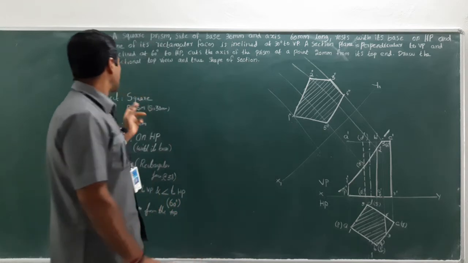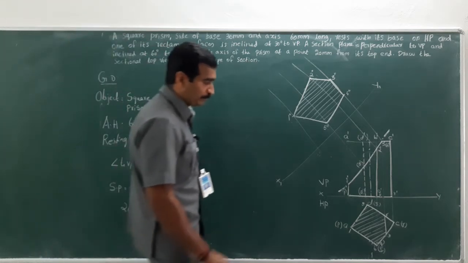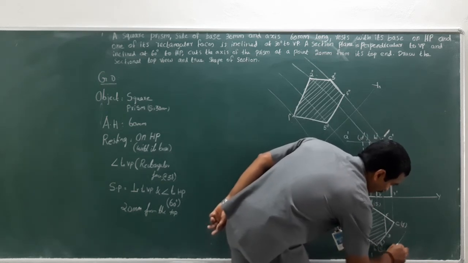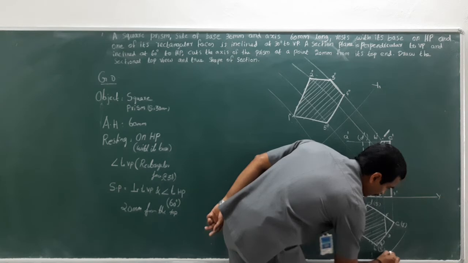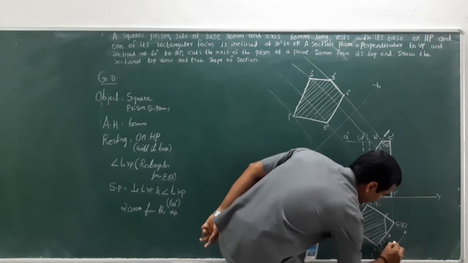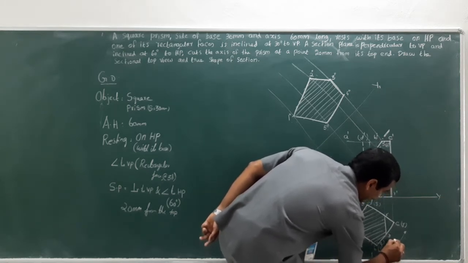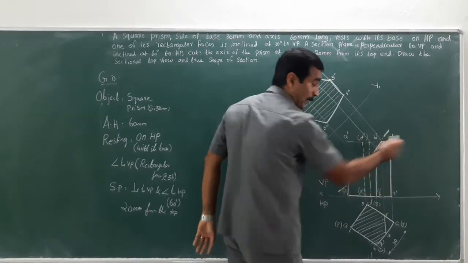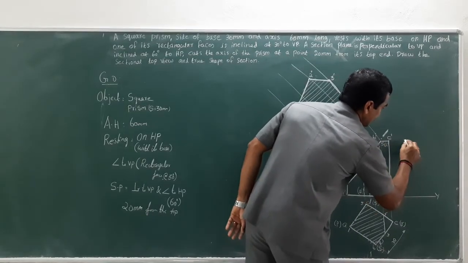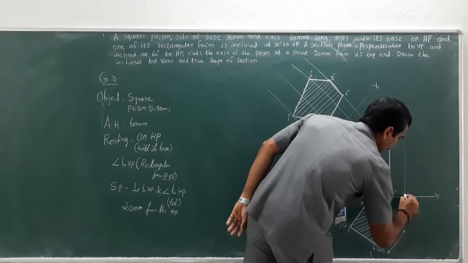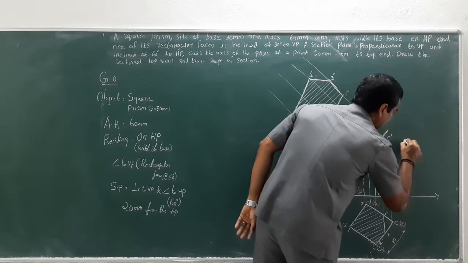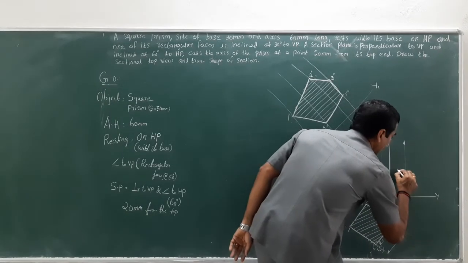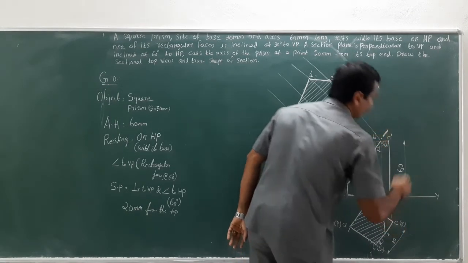So here, the square prism of side 30. So let me just extend this line here and mark it over here. And I need to specify above this, so 30 mm. And the axis height is 60 mm. I have sufficient space in the right hand side. So let me just extend this and draw a line. And the axis height is 60 mm. You need to specify the dimension above the dimensioning line, that is 60 mm.